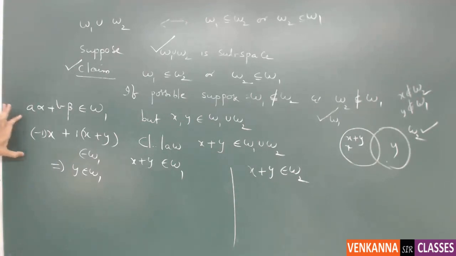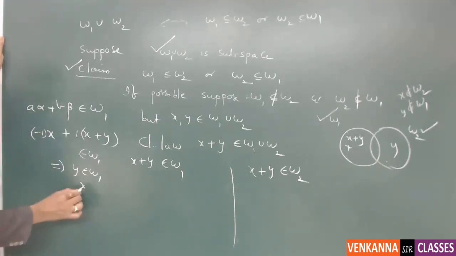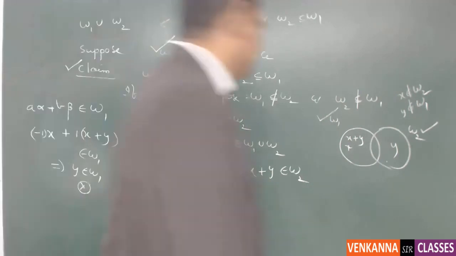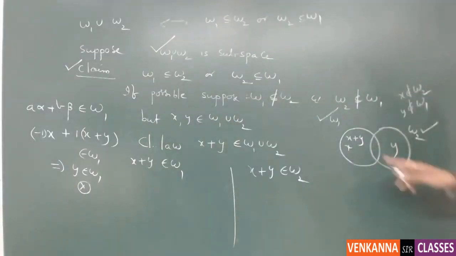Did you get the concept here? How I have applied the condition? Is Y belongs to W1? Do you agree? So this is a contradiction, right? Similarly, you go with the same case here. So X plus Y should not be here.